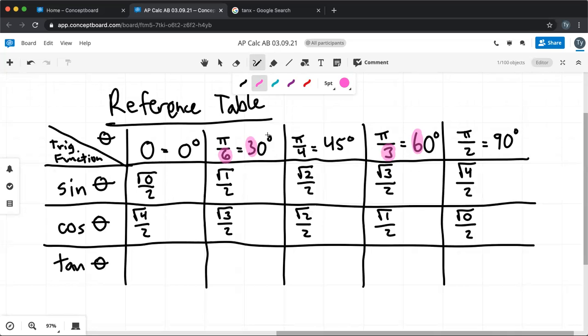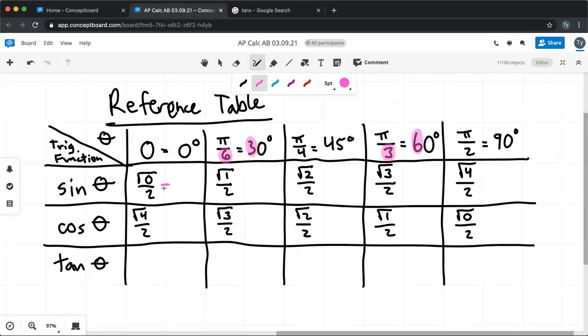this by choosing one of these angles and then choosing the trig function that we care about, and then finding the row of the trig function we want and the column of the angle that we want. So for example, sine of 0 radians, we look at the sine row, we look at the 0 radians column, and this is where they meet, right? We're in the sine row, we're in the 0 radians column. So that is 0 or square root of 0 over 2.